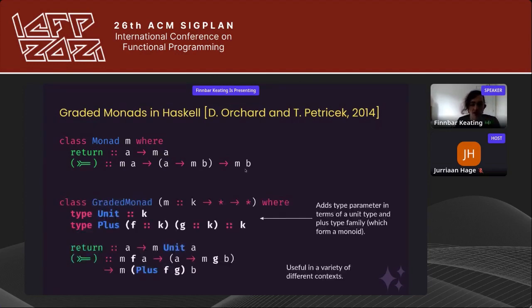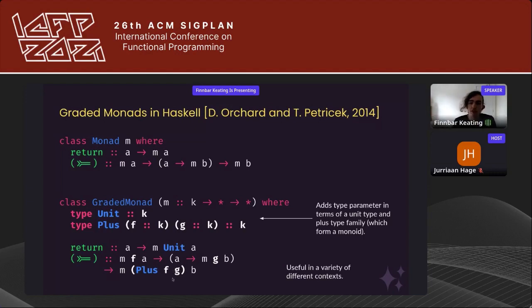But fortunately for us, graded monads solve this problem by parameterizing this monad over a monoid. This monoid has a unit type, which represents the parameter of doing nothing. So our return operation now has this m unit a type to say, we don't actually do anything here, we just bring it into the monadic context. And then we have plus, which takes two parameters and combines them. So what we can say now is if we have some m f a where maybe f is reading from a variable, and then we have this a to m g b where g is, oh, I'm going to write to this variable, we can now combine them with this plus operation to say, oh, we do both of these things.